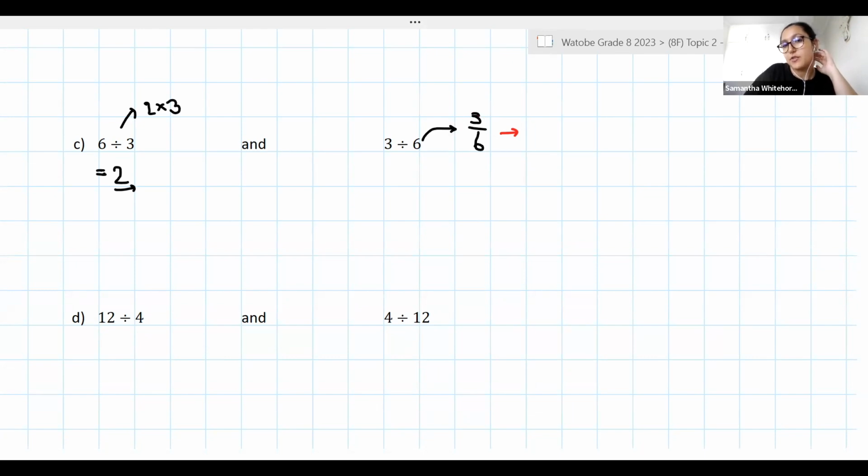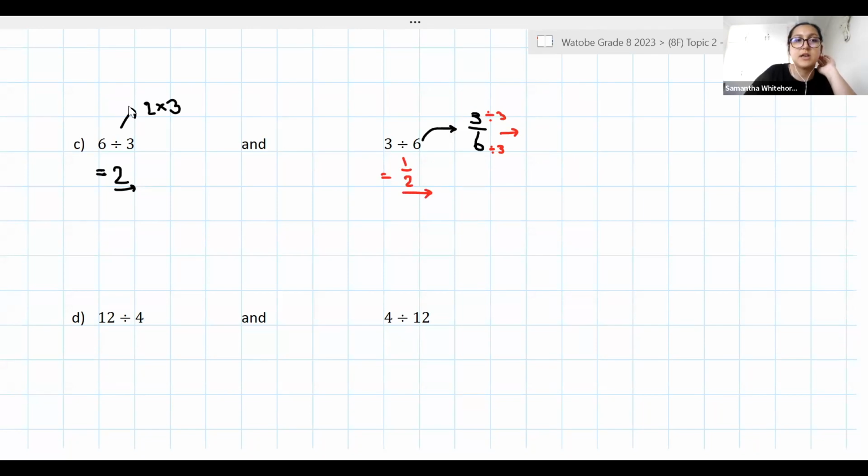Now, if we look at this fraction, we know that both 3 and 6 can be divided by 3. So if I divide both the numerator, so the top, and the bottom by 3, I can simplify my fraction. So I know that 3 divided by 3 is then 1, and 6 divided by 3, we've already said, is 2. So the answer is a half. 2 very different numbers.